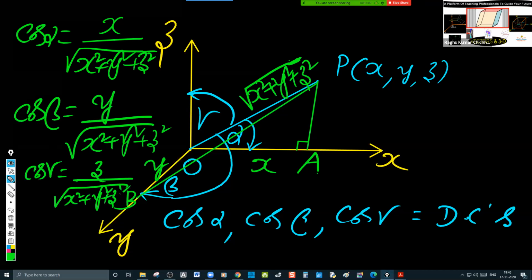Because x, y, z can be written in terms of cosines only, any point can be replaced with the cosines only, but not sines. That is the reason why direction cosines are introduced. And very importantly, if you square and add these, and these are named as l, m, n. Can you tell me now what is l square plus m square plus n square? Any one of you? 1, sir.